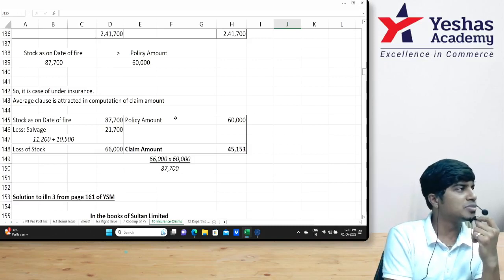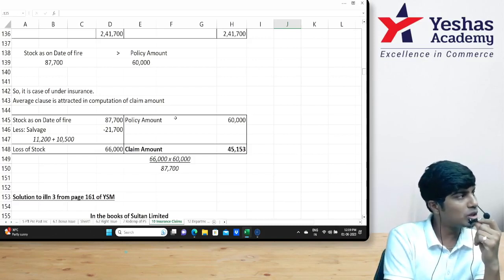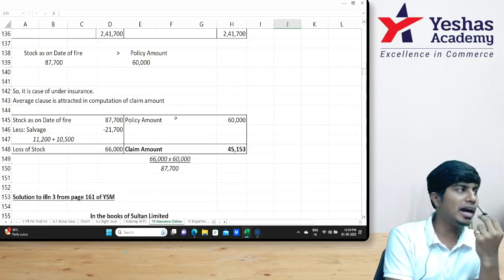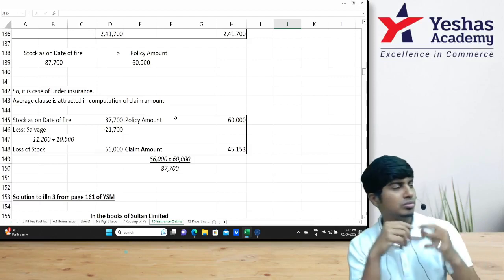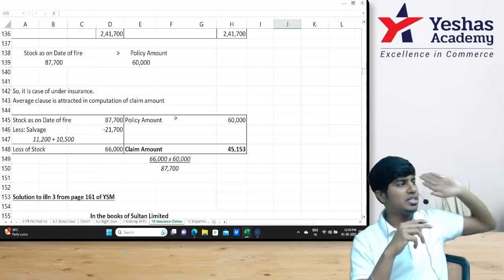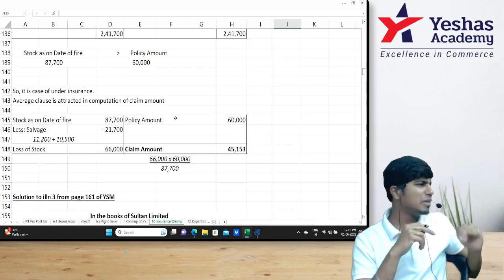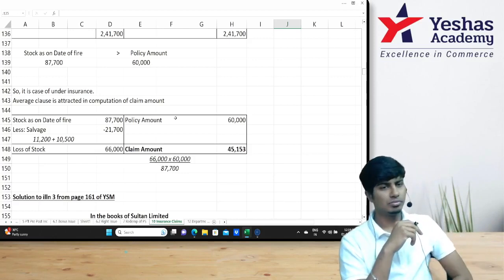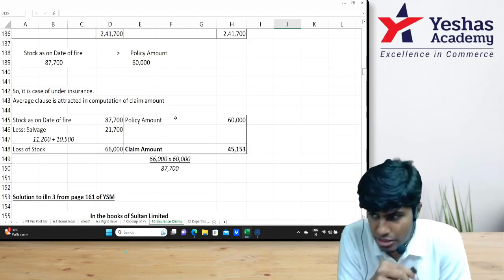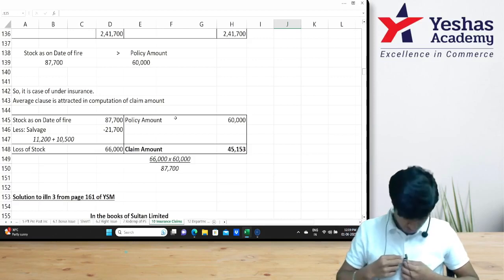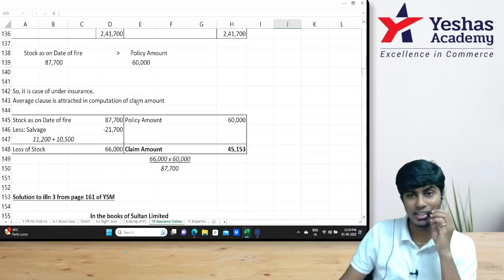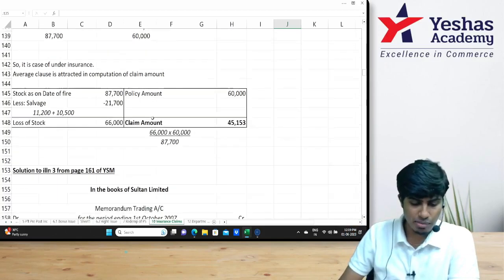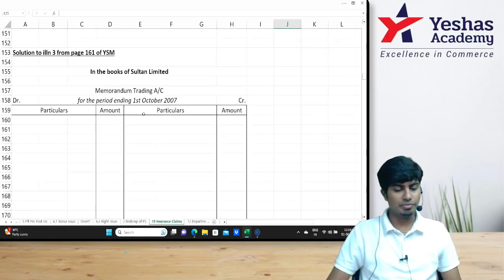Sir, why do firms take an insurance policy for a lower amount? If you take an insurance policy for a higher amount, when the policy amount is more, the premium amount will be more. If you take the policy for a lower amount, the premium amount will be less. Got it? Premium is dependent upon the amount of policy, because higher the risk, higher the premium. Come on, let us solve question number 3, Sultan.